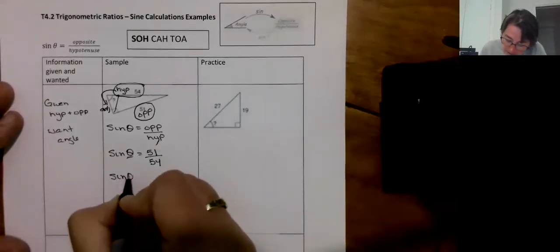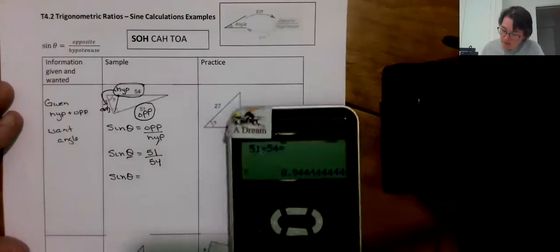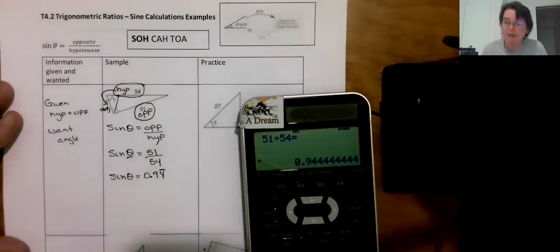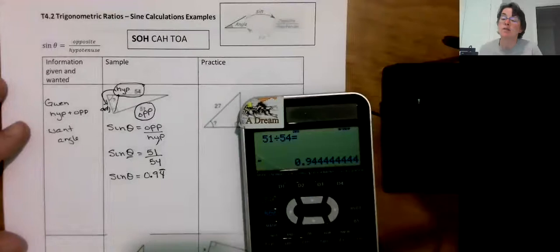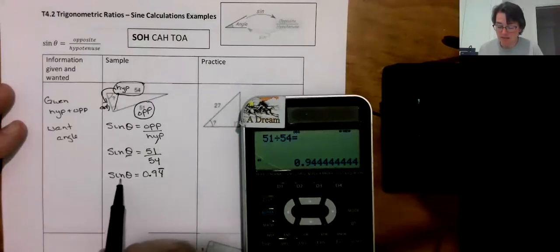So sine theta is 51 divided by 54, which is 0.94. Now, I probably said in the last video you always copy out four decimal points, but the fact that that's a repeating decimal, I can just get away with that. That's not my angle. My angle is not 0.94 degrees. It's the sine of my angle, so the ratio associated with that angle is 0.94.